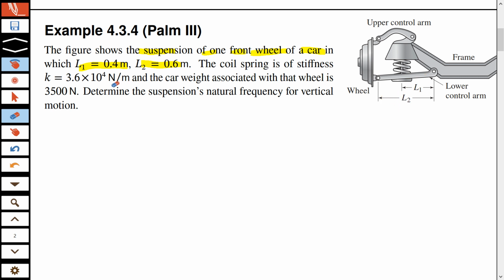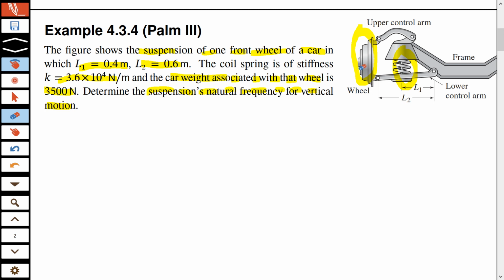The coil spring is of stiffness, so ये जो spring यहाँ पे given है, इसकी stiffness given है इधर, ठीक है? And the car weight associated with that wheel is 3500 newtons. Okay. So determine the suspension's natural frequency for the vertical motion. Because we are only interested in natural frequency, we don't need to write down the equations of motion. We will use energy method combined with Rayleigh's method.